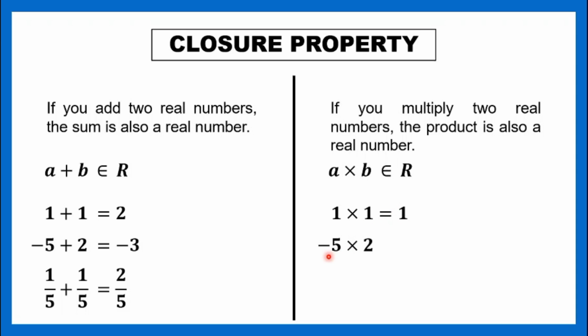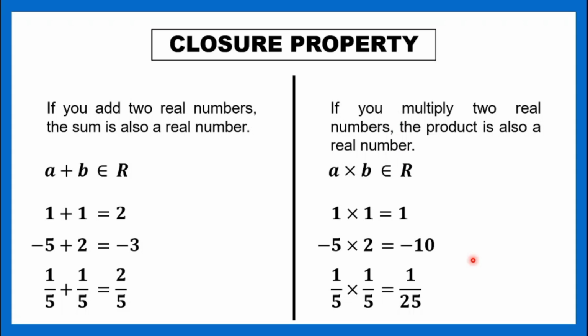Ito naman, negative 5 times 2. So, parehong integers, ang magiging labas ay negative 10, which is part of real numbers pa rin. Then, 1/5 times 1/5. So, that's multiply numerator by numerator and denominator by denominator. So, we'll have 1/25. And this is rational number na kasama sa real number.